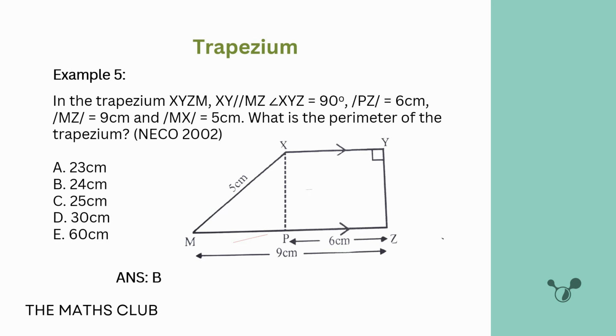You can comb the past questions of NECO, WAEC, JAMB, and all the textbooks, like Further Mathematics, New General Maths. I recommend those textbooks, they're very good, right? And solve as many questions as you can. So next I'm moving to the rhombus.